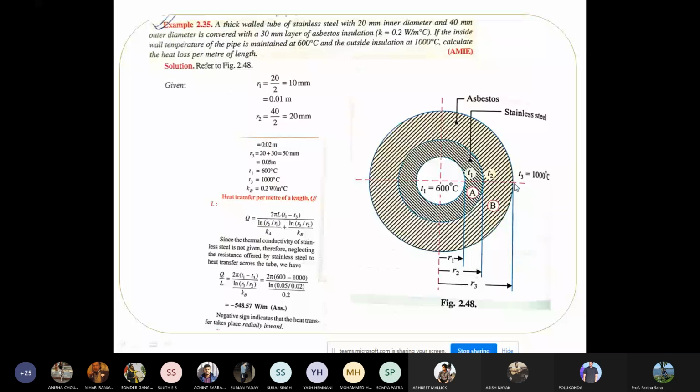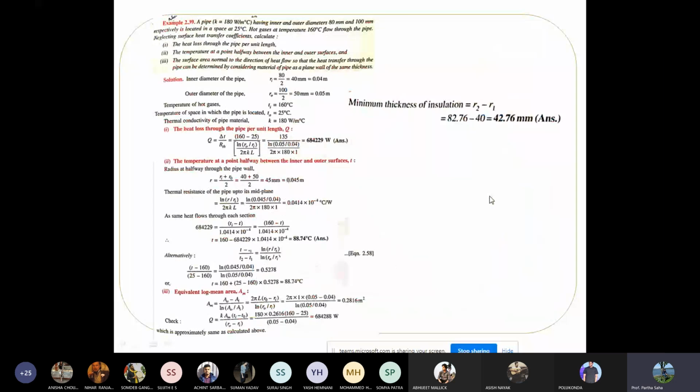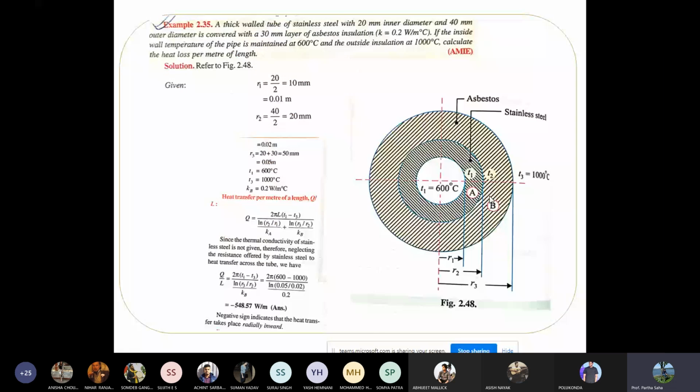So inside temperature 600, then this is T1, this is T2, and then T3. Okay, I hope you understood this problem. So R3 will be how much? R3 will be the thickness of this, right?